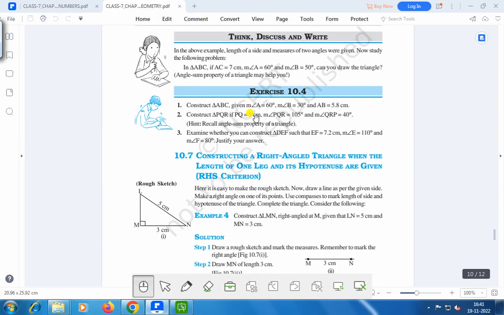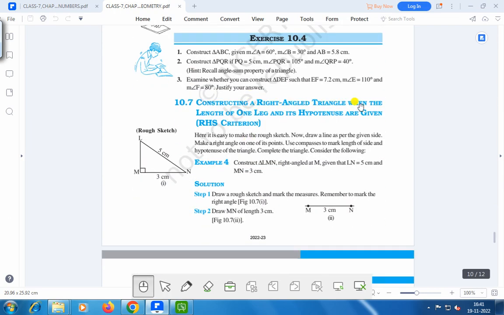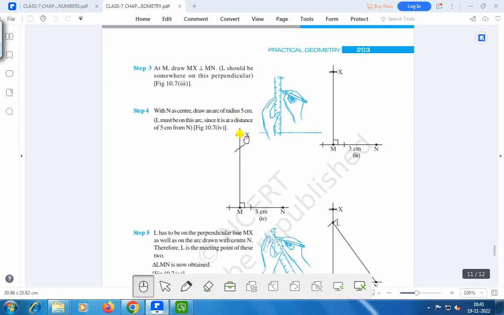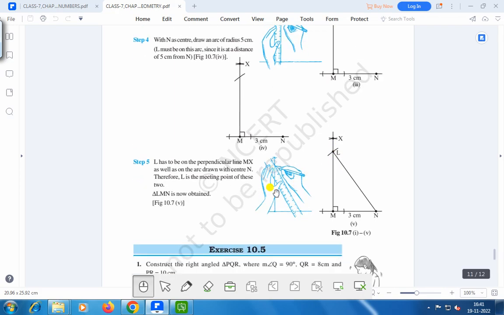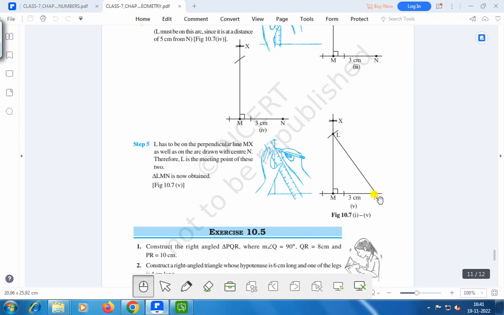And the next one is constructing a right angle triangle when the lengths of one leg and its hypotenuse are given. That is right angle hypotenuse side criterion. What you have to do? First of all, draw a line of 3 centimeter, and then with the help of a protractor, draw a perpendicular line. And if you know the length of the hypotenuse, from point N cut the length as the length of the hypotenuse, then you will get the required triangle.